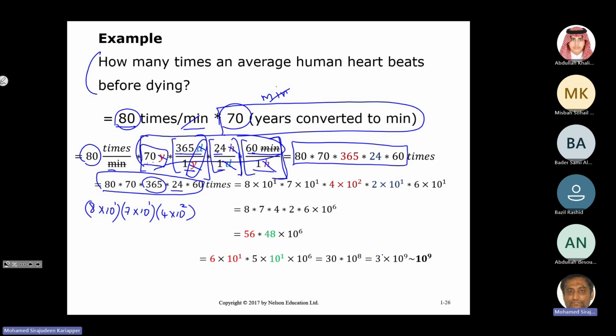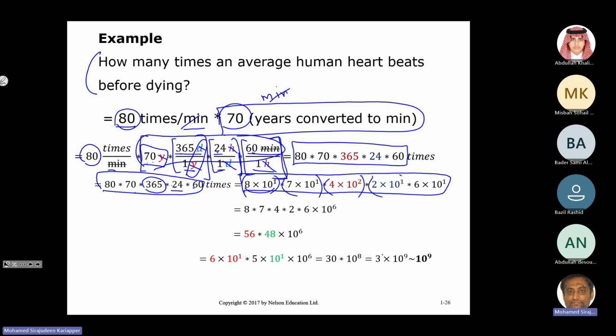Okay, I got this one. 24 is 2.4, and I just want one number. 2.4 will be 2 into 10, and 60 will be 6 into 10. I think I have done it here, so I don't know why I'm repeating it. Anyway, it's good to see my process. So 80 becomes 8 into 10, 70 becomes 7 into 10 to the power 1, 365 becomes 4 into 10 to the power 2, 24 becomes 2 into 10 to the power 1, 60 becomes 6 into 10 to the power 1.